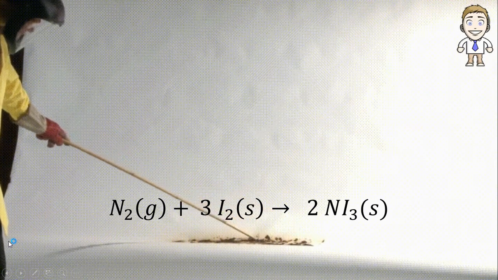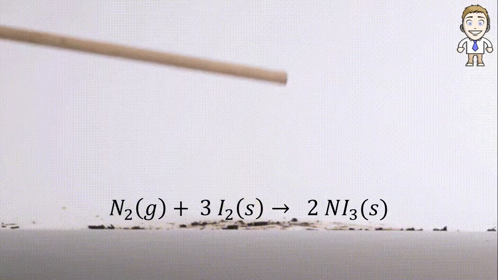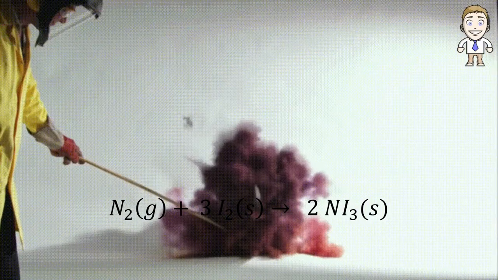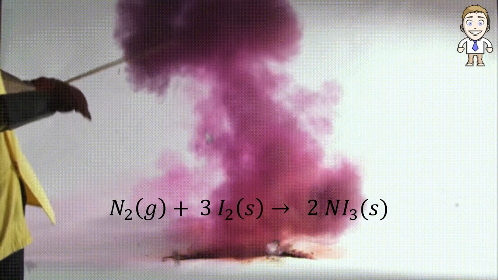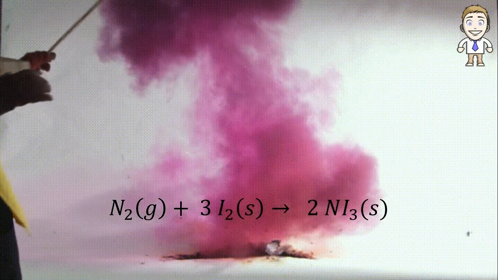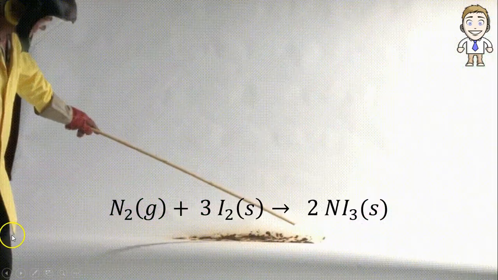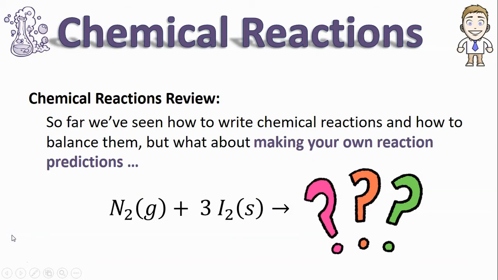For example, this reaction between nitrogen gas and solid iodine is percussion sensitive, which means a light tap from that stick is all it takes to cause the reaction to take place, producing this purple cloud of nitrogen triiodide powder. But what if you weren't told what that product was? Would there be any way that you could make this prediction yourself?